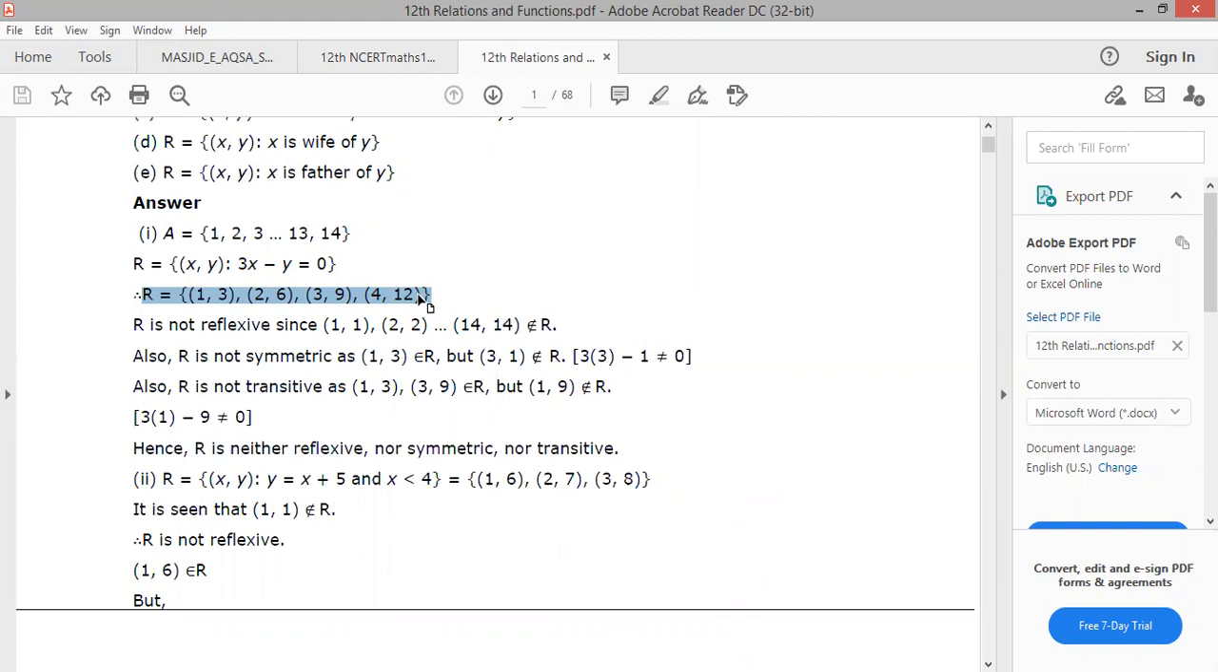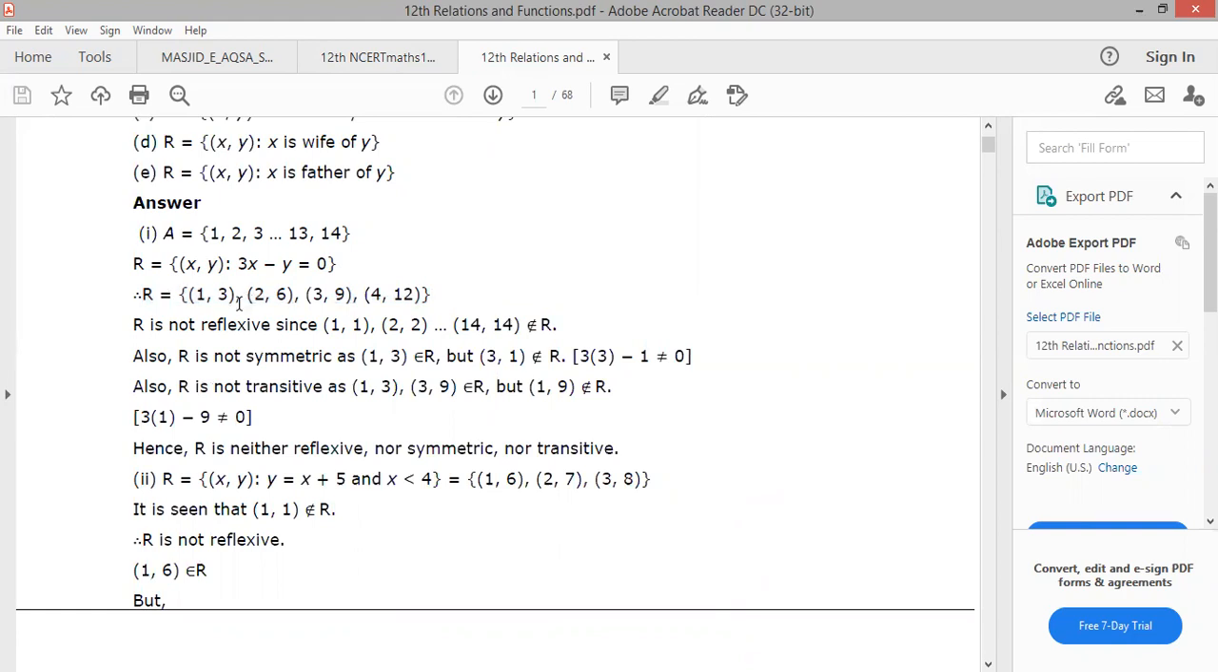So we cannot go beyond 4, because if it is 5, it will be 15. But 15 is not an element of the given set A. So that's why we say that the given relation has only these elements. Now we will check whether this relation that we have found here is reflexive or not.